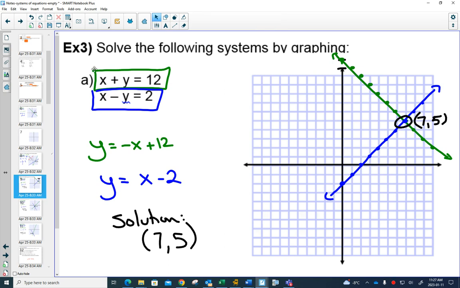So now I have the answer up for the first one. Probably a lot of you are done the first one already, so you can check. Did your graphs match up at 7, 5? Did you double check it when you were done, plugging into each equation to see if it actually did work for both of you?